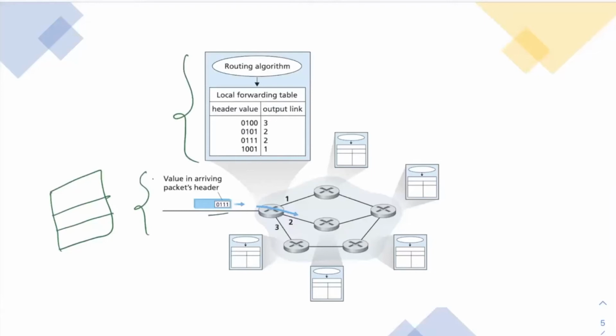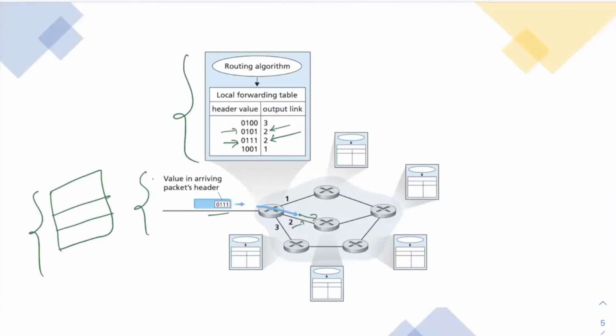For example, if the value is, let's say, 0111, it will check in this table: if the header value is 0111, the output link is 2. So it will forward it to link number 2 here. Basically this is called your forwarding table. You have the header value, which will be present in the packet, and then you see what the mapping for that is, what output link is mapped to that header value. Then it will forward the packet to that output link.